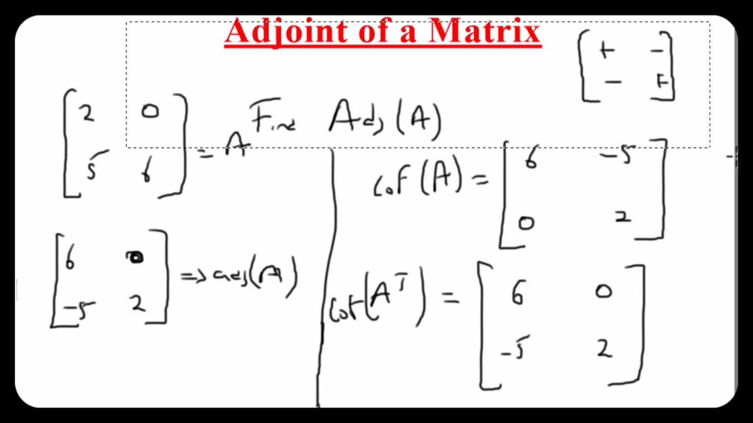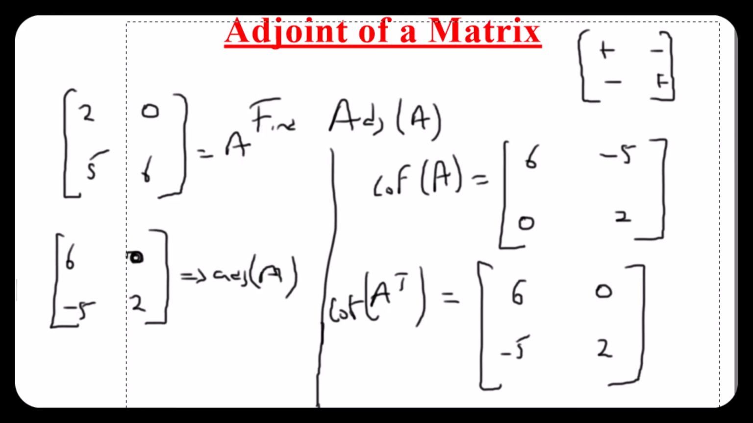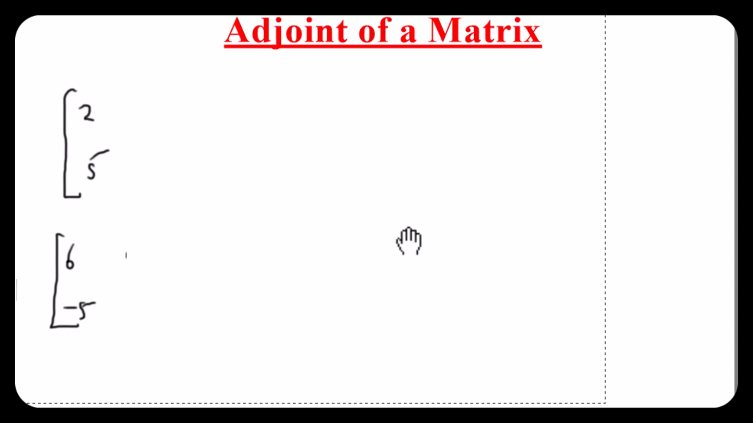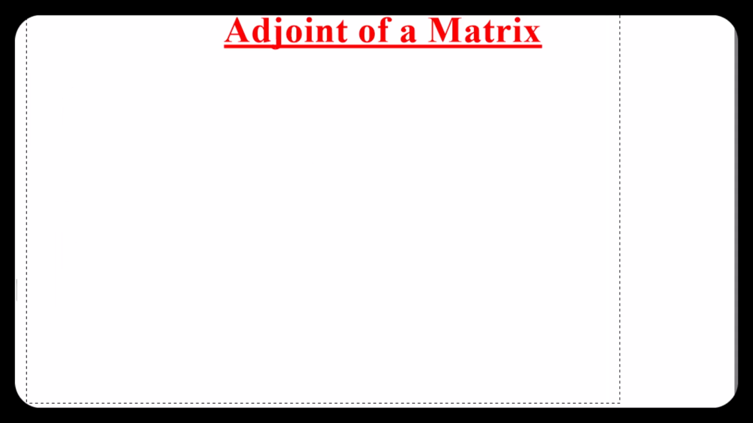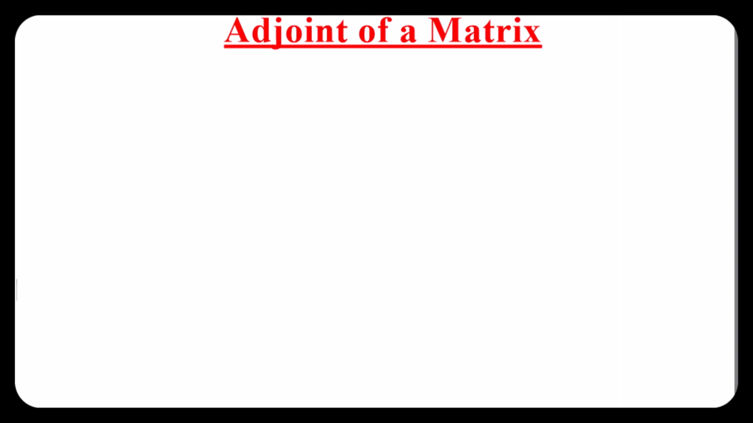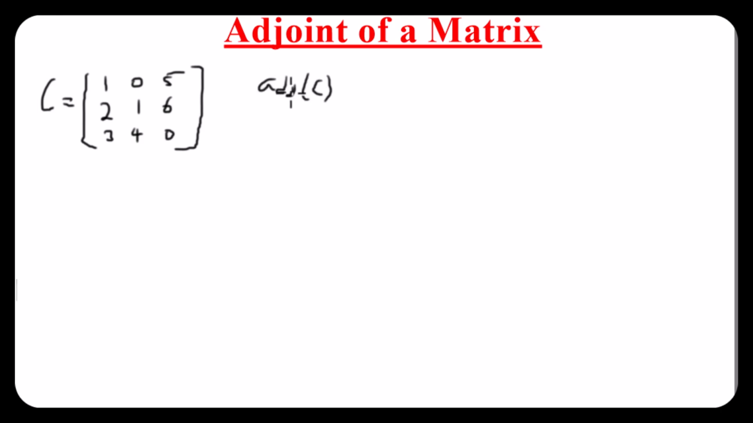So what if we want to find the adjoint of a 3 by 3 matrix? How do we go about that? Again, let's write our matrix. Let's say we're given matrix C to be equal to 1 0 5, 2 1 6, 3 4 0. All right, so we want to find the adjoint of this matrix, ADJ of matrix C.